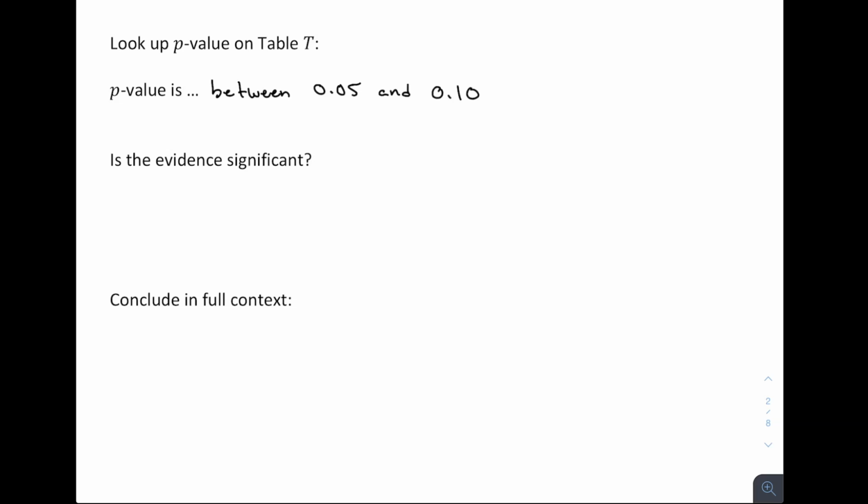With our p-value between 0.05 and 0.1, we now ask ourselves, is this evidence significant? That is, compared to our significance level of alpha 0.05, does our p-value provide significant evidence for the alternative hypothesis? We note that, though we don't know the exact p-value, we do know that it's between 5 and 10%, so we know it's bigger than 5%. And 5% is our significance level, which means we do not reject the null hypothesis, and we do not conclude the alternative. Our evidence is not significant.